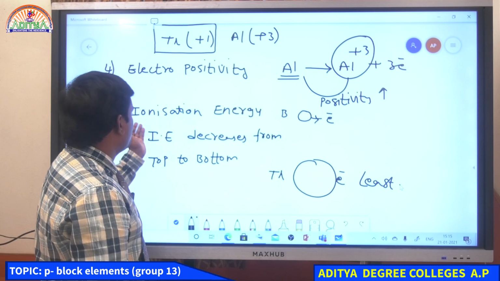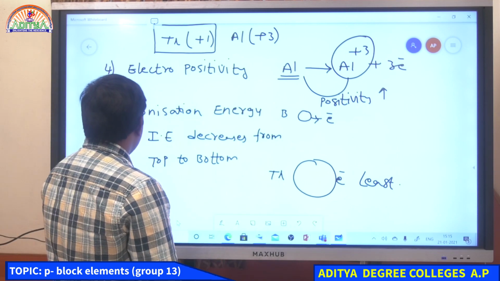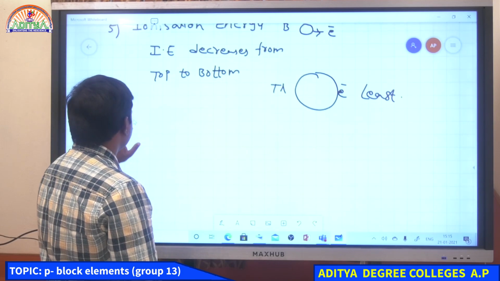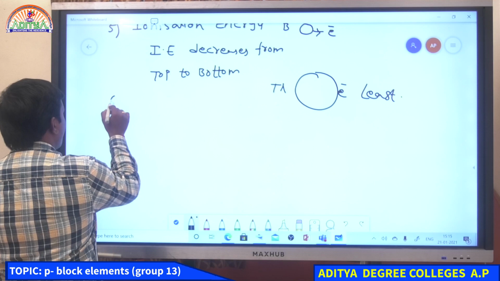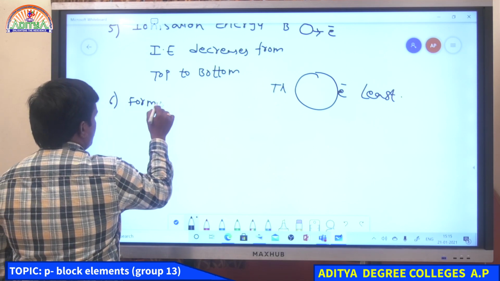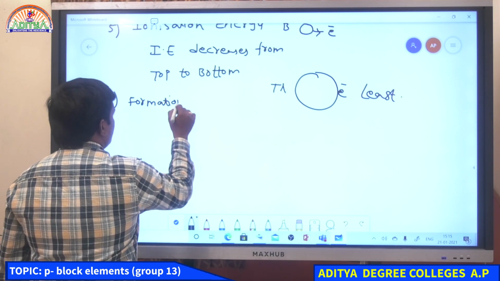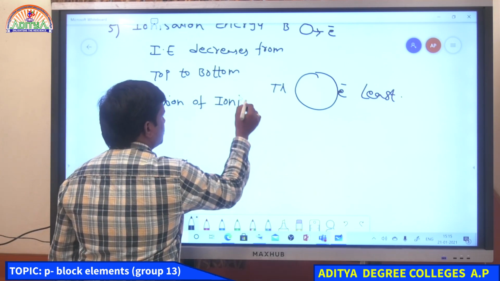So this is the fifth property, that is ionization energy. Then the sixth one is formation of ionic compounds, formation of ionic bonds or compounds.